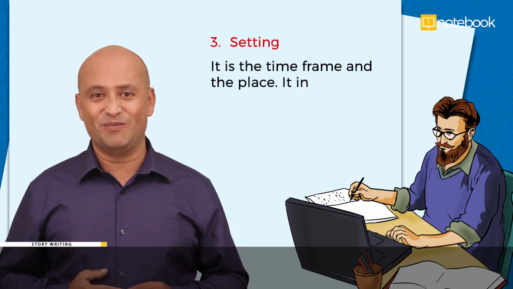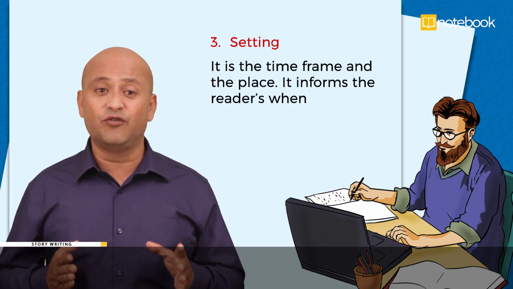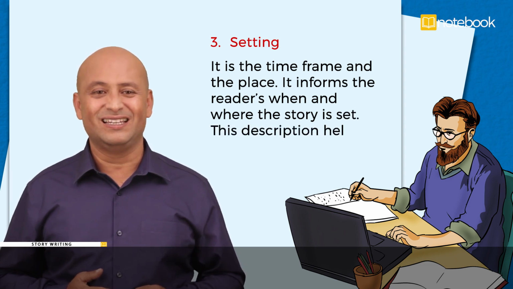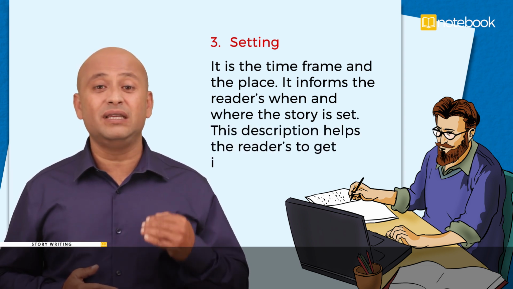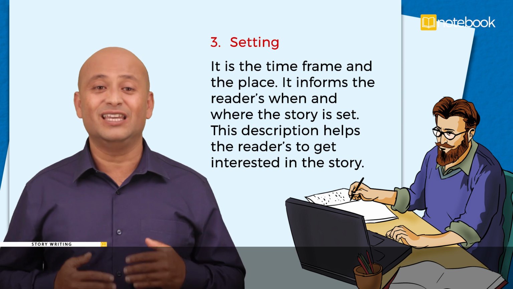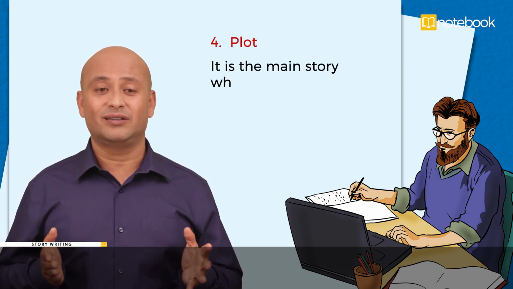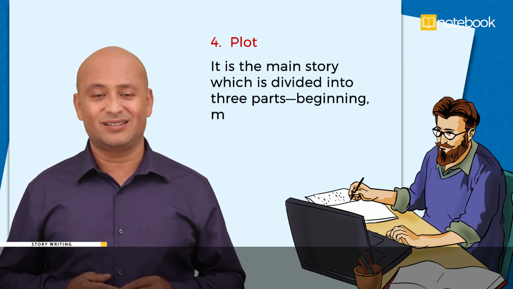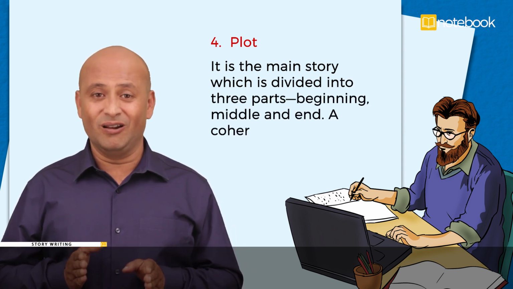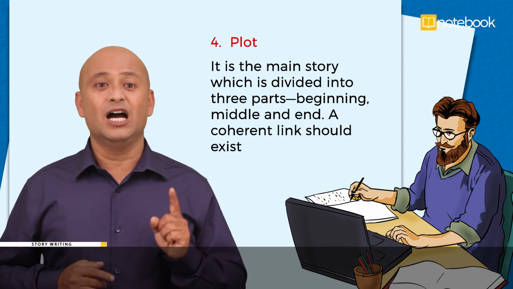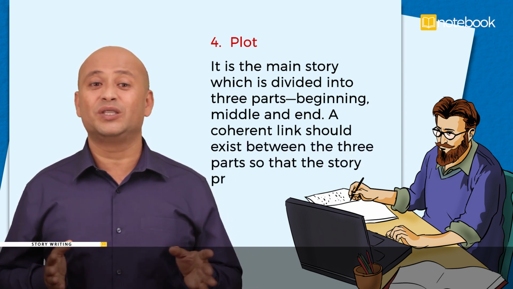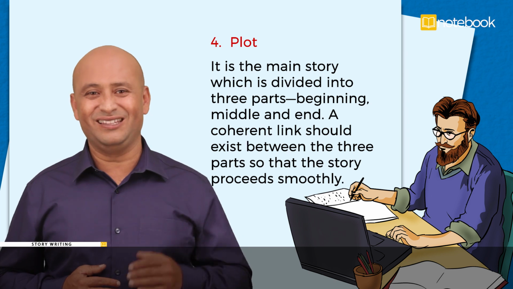Next, we have the setting. It is the time frame and the place. It informs the readers when and where the story is set. This description helps the readers to get interested in the story. Our last feature is the plot. It is the main story, which is divided into three parts: beginning, middle, and end. A coherent link should exist between the three parts so that the story proceeds smoothly.